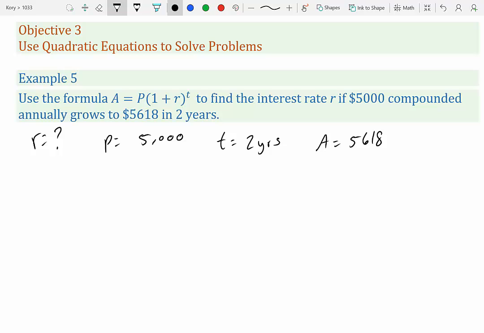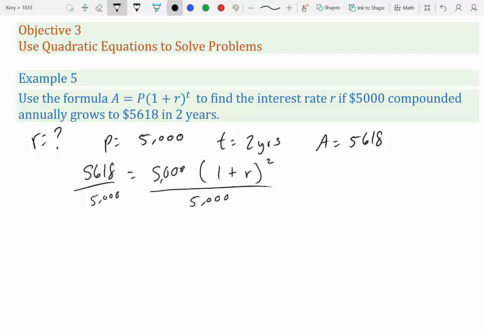So now we're going to fill in the formula. We have A, which is 5,618, equals P, which is 5,000, times 1 plus r, we don't know, to the power of t, which is 2. So we need to solve this. We need to get the parentheses by itself. So we divide by 5,000.